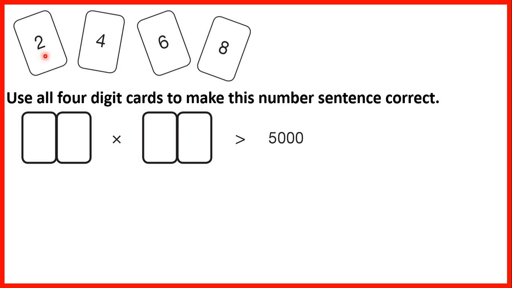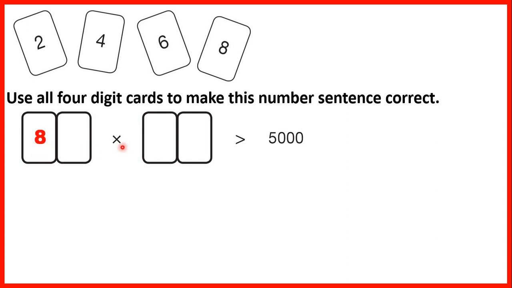We have the digits 2, 4, 6 and 8, and we need to use all 4 digit cards to make this number sentence correct. So something times something is greater than 5,000. So we want to make the largest number possible, and that means we want to have our highest digits as our tens digits and our smallest digits in our ones.